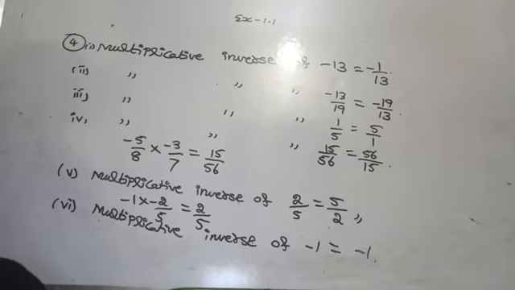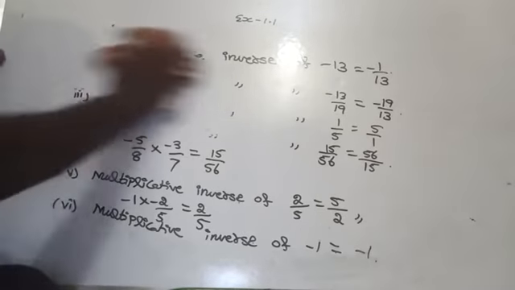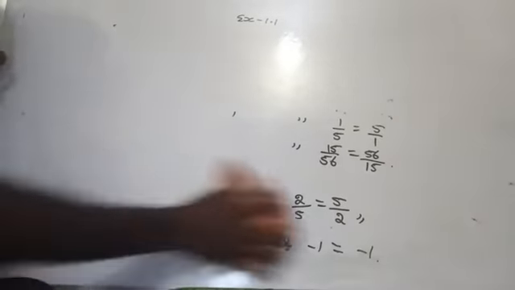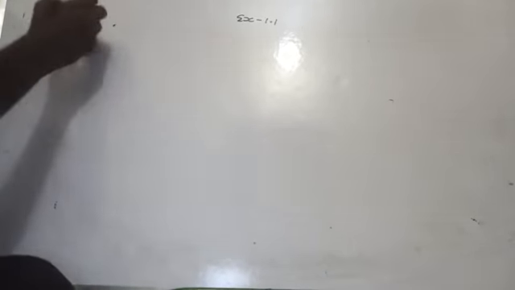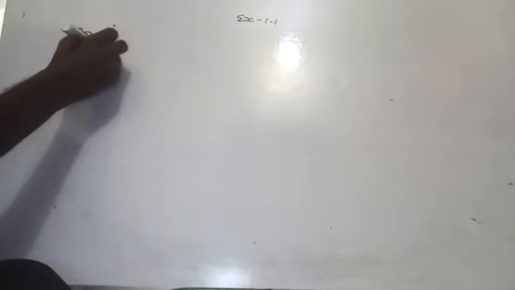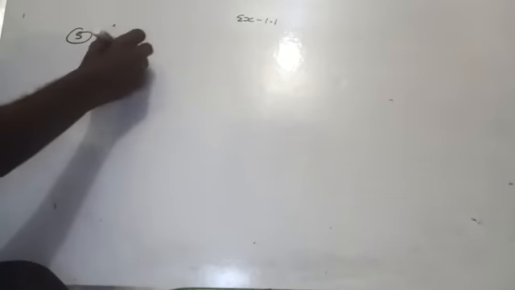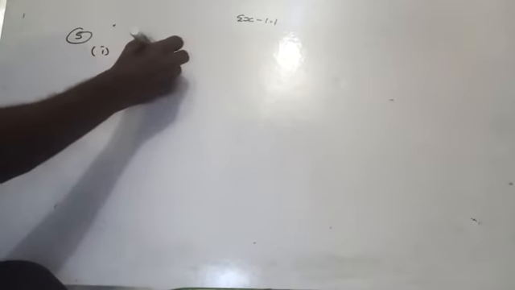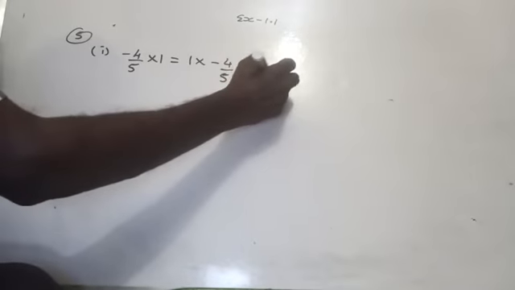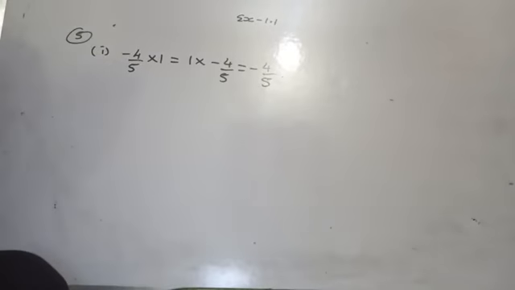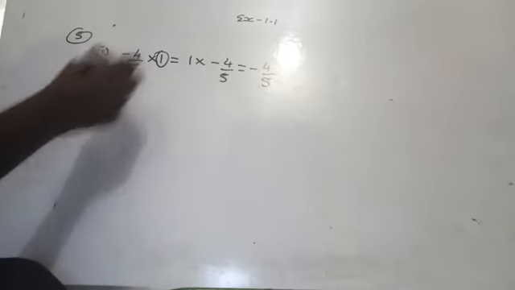Now look at question number 5. Name the property under multiplication used in each of the following. First subdivision: minus 4 by 5 into 1 equal to 1 into minus 4 by 5, which is equal to minus 4 by 5. Which property is used here? One is the multiplicative identity.